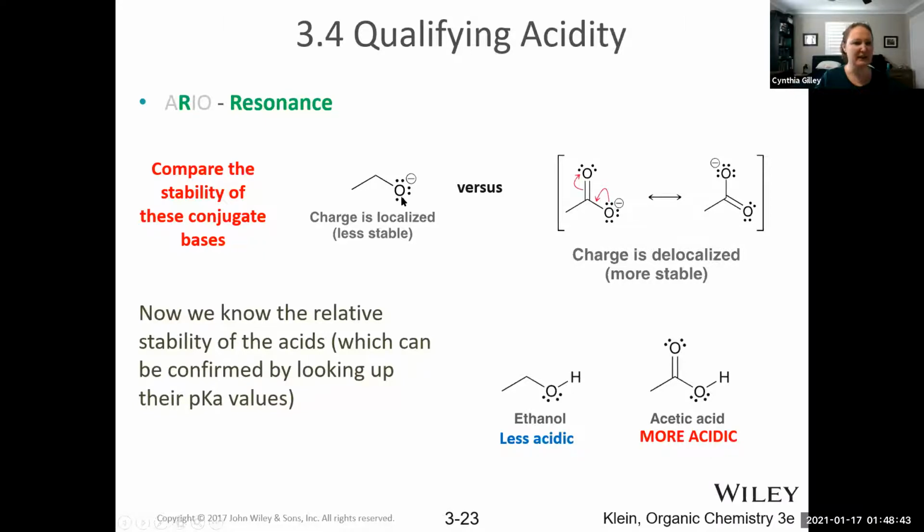In that case, we then look at resonance, right? And we notice that with the acetate anion, the lone pair is delocalized, which means it's going to be more stable. And if it's more stable, then we predict that acetic acid is more acidic, which is true, right? The pKa of acetic acid is about 5, which is much more acidic than the pKa of ethanol, which has a pKa of around 17.